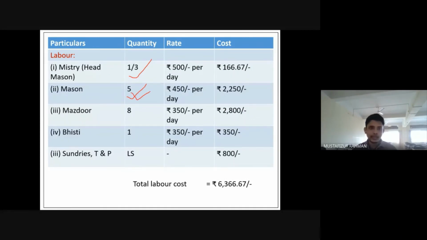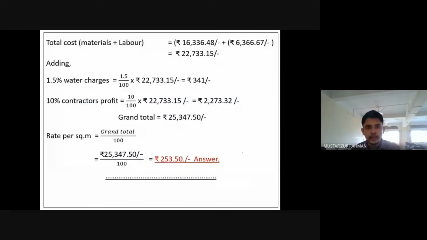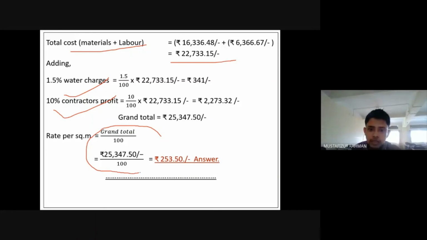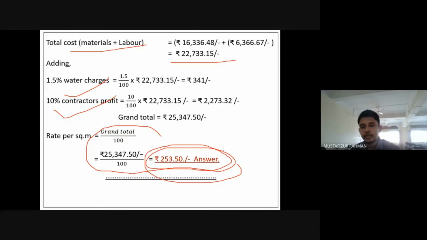Now in DPC, we are taking little more mason because it is a little bit complicated work than normal PCC work. So we are taking a slightly higher number of masons, and then mazdoors and BSTs low. Not much mixing to be done. And then finally, we are adding all the cost, adding water charges, adding contractor's profit, and finally we're dividing with 100 to get the rate per square meter. Okay, this is fine.